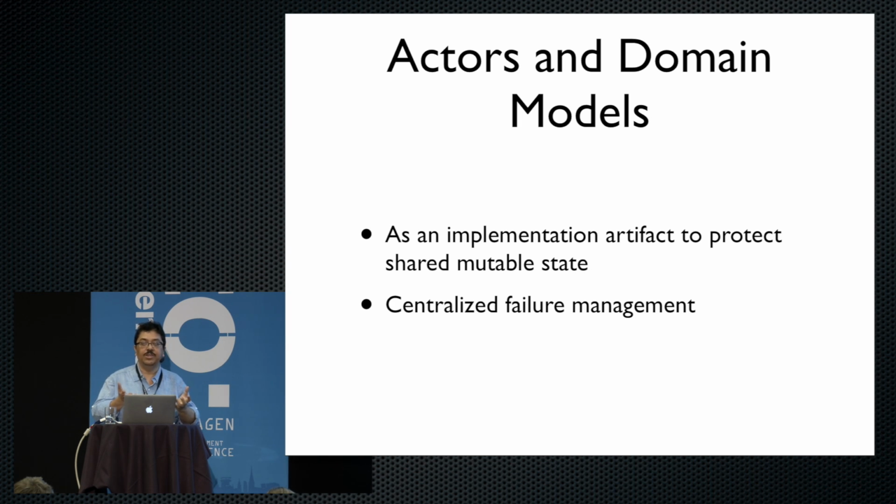Mutable state is common in domain models. You cannot design a domain model without any mutable state. And if you need to protect a mutable state, you can use actors for that, but as an implementation artifact. Don't expose that as a public API. And the second one is, as Jonas was mentioning in his talk, centralized failure management, supervision hierarchies.